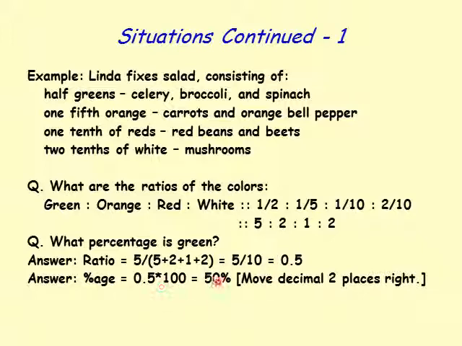And what we did is move the decimal place 2 places to the right. So when you move 1 place to the right, it becomes 5. When you move 2 places to the right, it becomes 50. So 50%. Let us continue here.